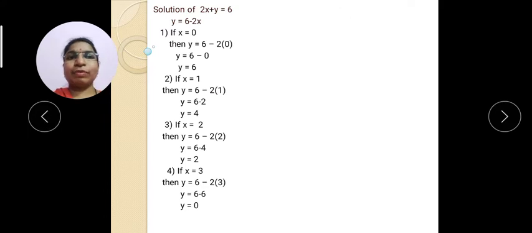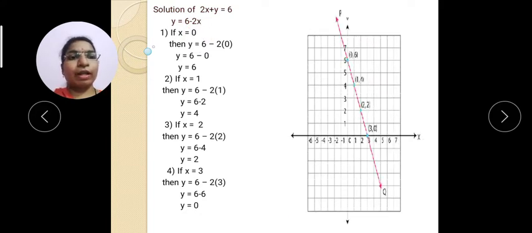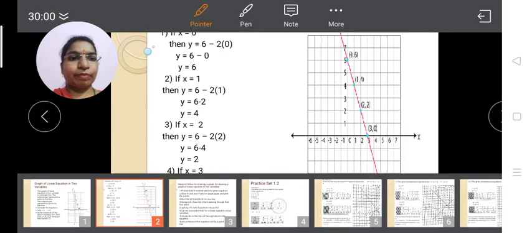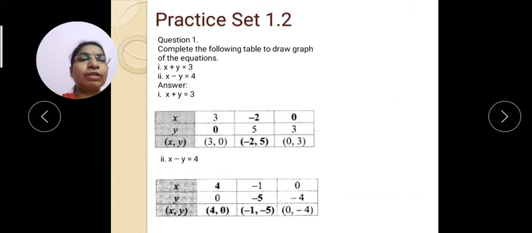Substitute the value of x, you will get the value of y. The value of x depends on you. You can choose any value. Now look at the table: complete the following table to draw the graph, for x + y = 3 and x - y = 4. How to find this? Very simple. When x is equal to 3, substitute here.